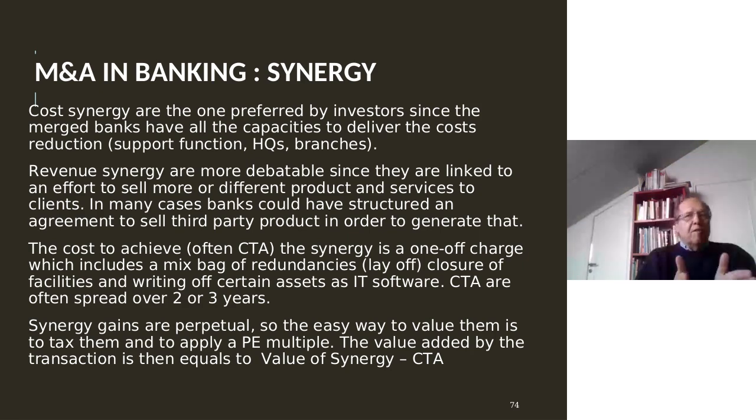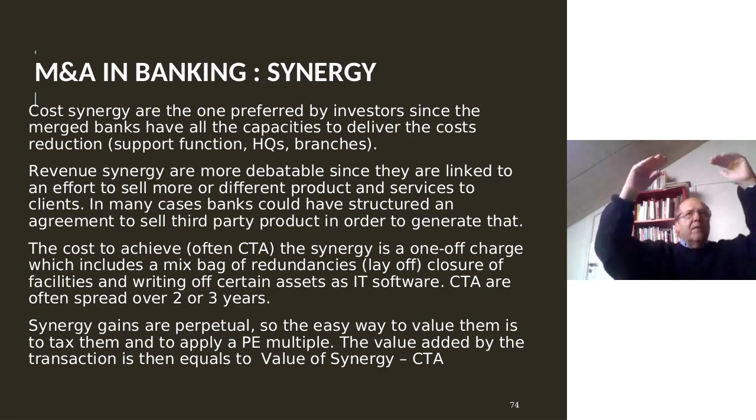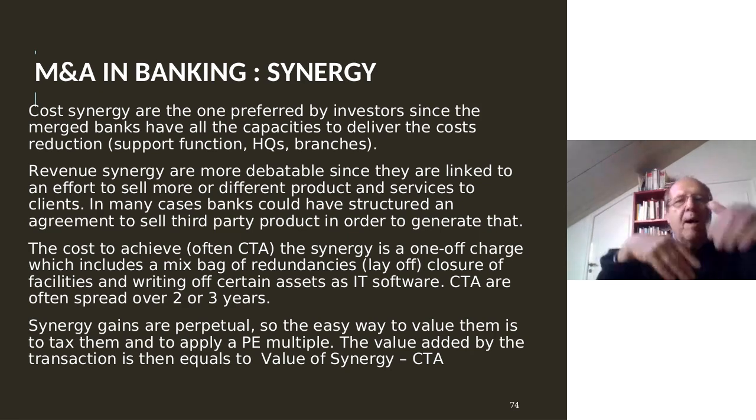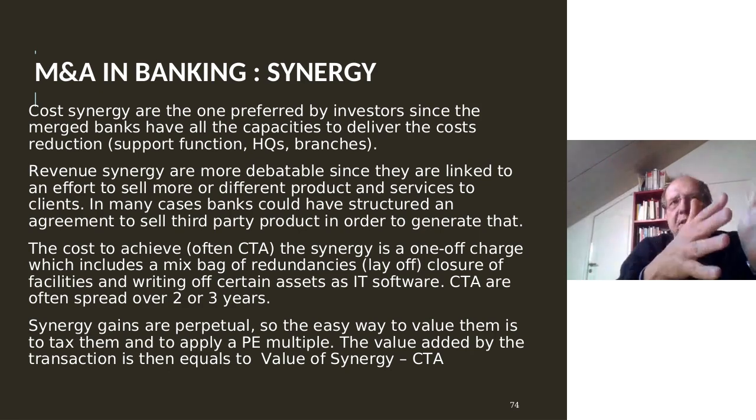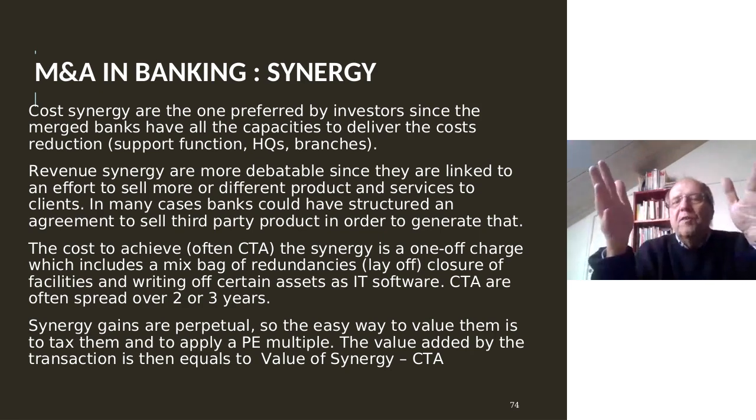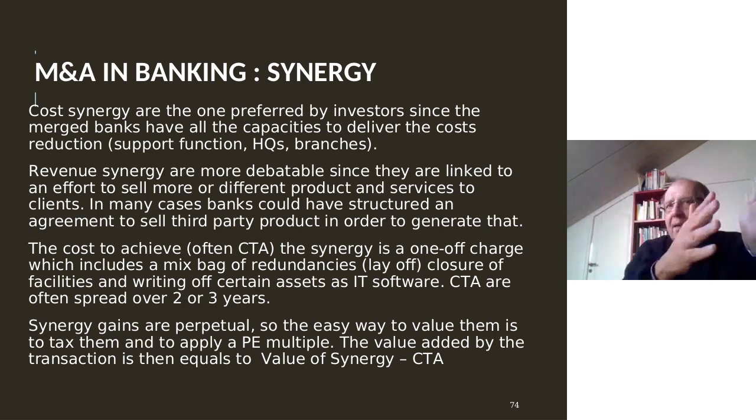So it's a one-off. From the perspective of the appreciation of the deal, the benefits will be permanent, the synergy. So that will increase the revenue line in a permanent way, in a perpetual way, whereas the cost to achieve is a one-off. So if you have a cost synergy of 200 permanent, and a cost to achieve of 500, it's not a bad deal, because the 200 of cost synergy will be forever.